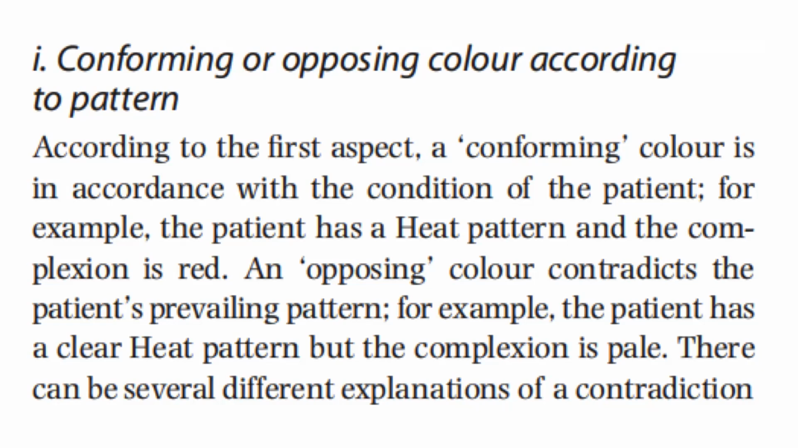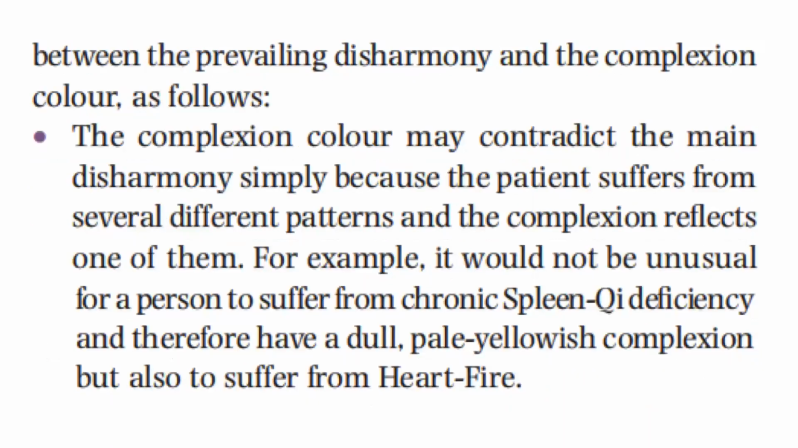There can be several different explanations of the contradiction between the prevailing disharmony and the complexion color as follows. First, the complexion color may contradict the main disharmony simply because the patient suffers from several different patterns and the complexion reflects one of them. For example, it would not be unusual for a person to suffer from chronic spleen Qi deficiency and therefore have a dull, pale, yellowish complexion, but also to suffer from heart fire.